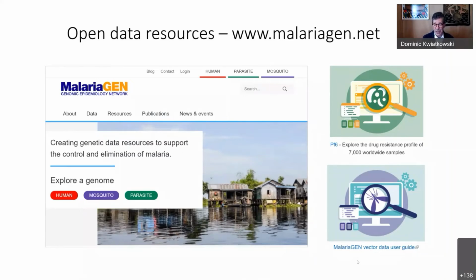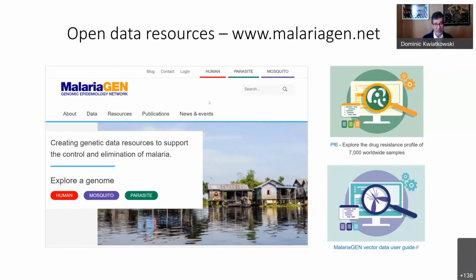I told you a bit about our Pf6 data resource, and I encourage you to visit the MalariaGEN website to explore some of the apps and data we've got on that. For those of you who are interested in the vector, I strongly encourage you to look at our MalariaGEN vector data user guide, which, for those of you who are geeks and into Jupyter notebooks and Python, will give you an extraordinary range of tools and resources to analyze this rich data set of African Anopheles gambiae mosquito genome variation. There's a wonderful set of tools to look at population structure, insecticide resistance, and other features in that data set.